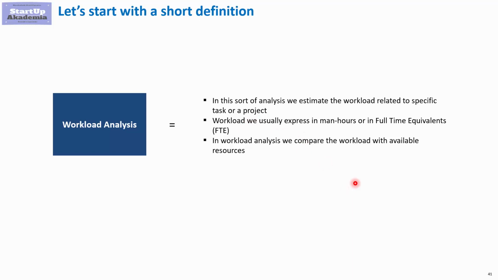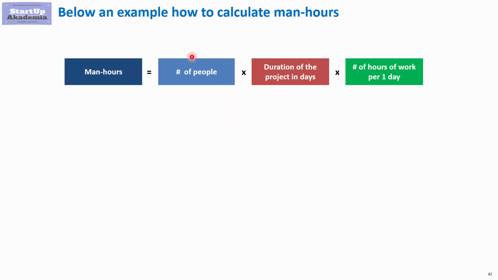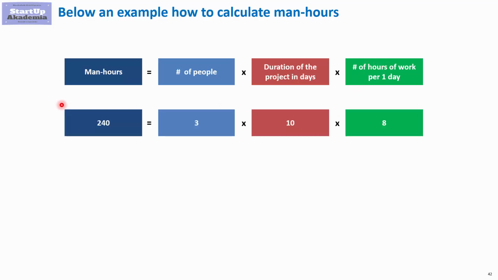As we said, workload can be expressed either in man-hours or in full-time equivalents, and let's have a look at how those two things are calculated. So by man-hours, we mean obviously the total time that has to be devoted to finishing a specific project or task. So we look at the number of people involved in a specific task or project. Then we look at the duration of this activity, and then we also look at how many hours they have to devote per day of their involvement. So if we have 3 people, the project takes 10 days and every day they work 8 hours, it means that in total, we would have to devote 240 man-hours. So in other words, man-hours tells us how much total time has to be spent on the project by all the team members.